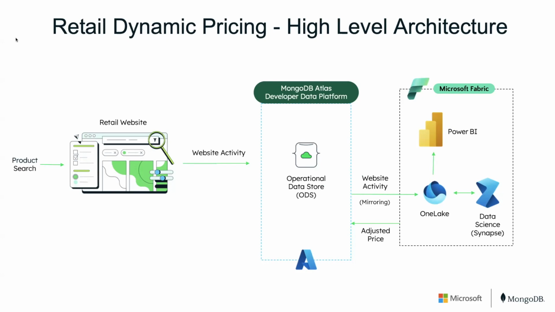From there, leveraging the new mirroring capability, this data will be mirrored in near real time to OneLake within Microsoft Fabric. Once the data is in OneLake, it is processed by an AI-powered dynamic pricing model, which we developed specifically for this use case. The model will analyze the website activity and generate adjusted prices, which are then pushed back to the operational data store in Atlas. These adjusted prices will then be served back to the retail website, ensuring real-time pricing updates for the end user.